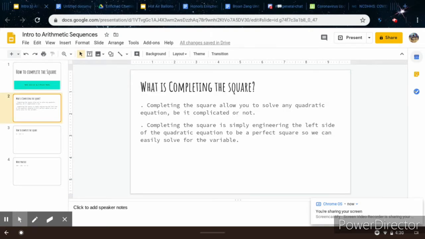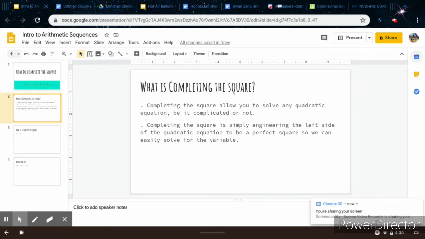So what exactly is completing the square? Completing the square allows you to solve for any quadratic equation, be it complicated or not. In completing the square, you simply engineer the left side of the quadratic equation to be a perfect square so we can easily solve for the variable.